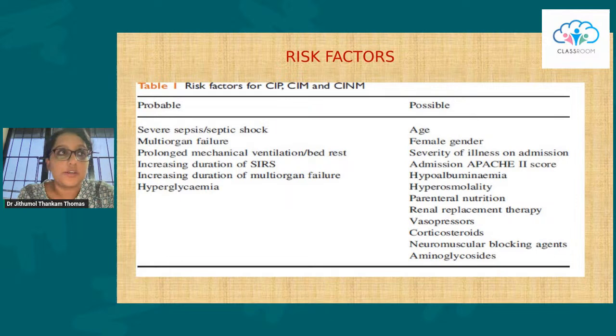Then, of course, prolonged muscle blockade, neuromuscular blocking agents, when you give continuous infusions for a long period of time, usually more than 48 hours. And patients who are on certain antibiotics like aminoglycosides, vancomycin, all these are risk factors that have been attributed to the development of CIP or CIM.